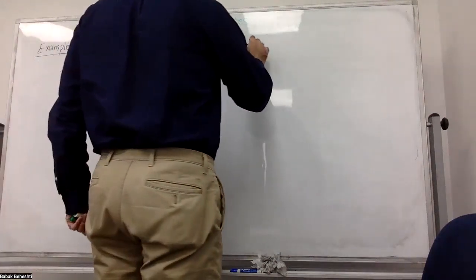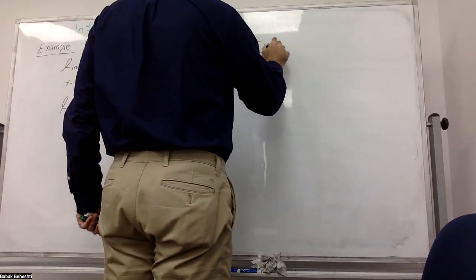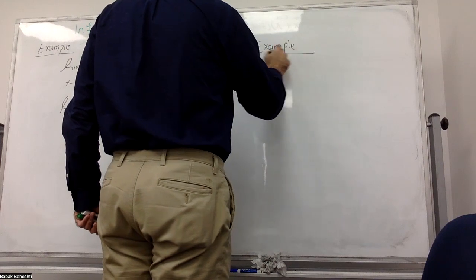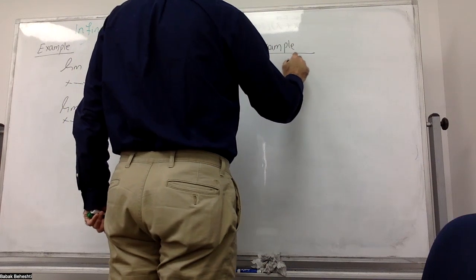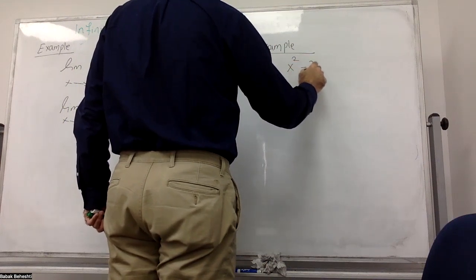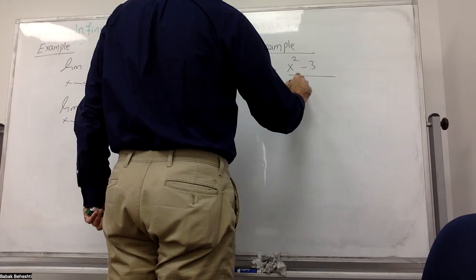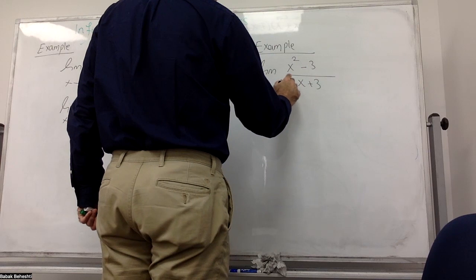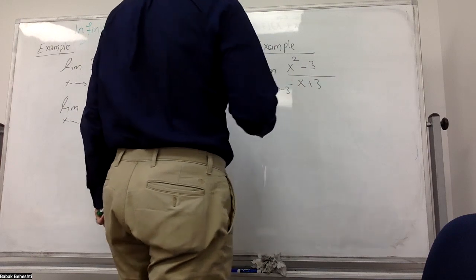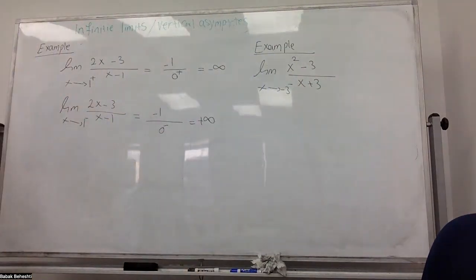So let me give you another example. Compute this limit of x squared minus 3 divided by x plus 3, x goes to minus 3, minus. So x goes to minus 3.